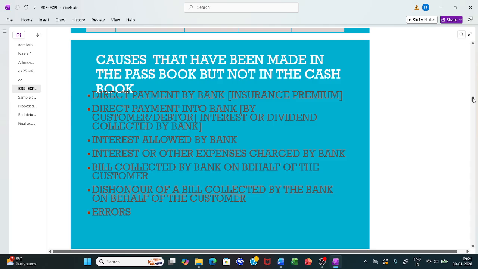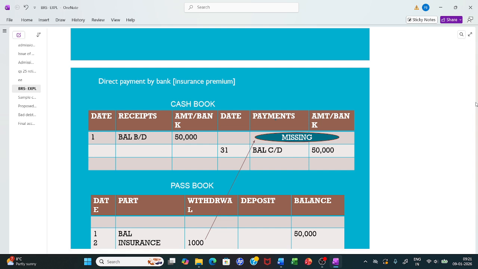Any bills collected by the bank. Now, bills of exchange is not a part of the syllabus, but earlier when the bank used to collect bills on our behalf, or any bill was dishonored, then the bank used to reduce our balance. Those were also two extra causes which you need to know, but you will not be tested on them. Or any error made by the bank on the debit or credit of your passbook.